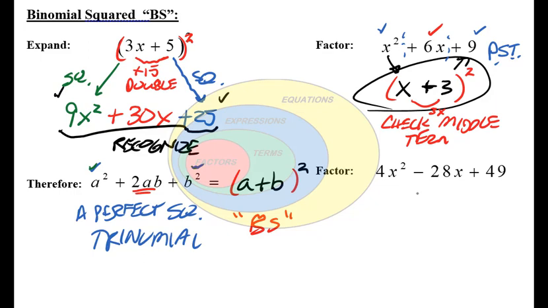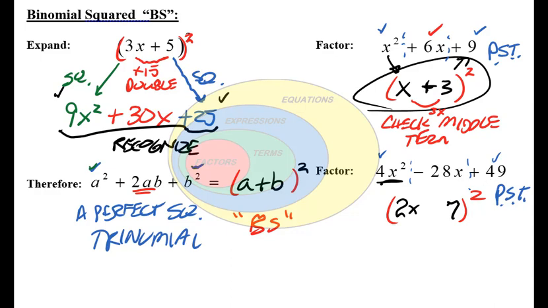So again, let's look at this last one. I have a trinomial. I want to recognize I have 3 terms. The first term is a perfect square of 2x squared, or of 2x. And the last term, 49, is a perfect square. So I think this is a perfect square trinomial. I'm going to try a binomial squared factor. So the first term has to be 2x to get 2x times 2x, or 4x squared. And the last term has to be 7 to get 49.